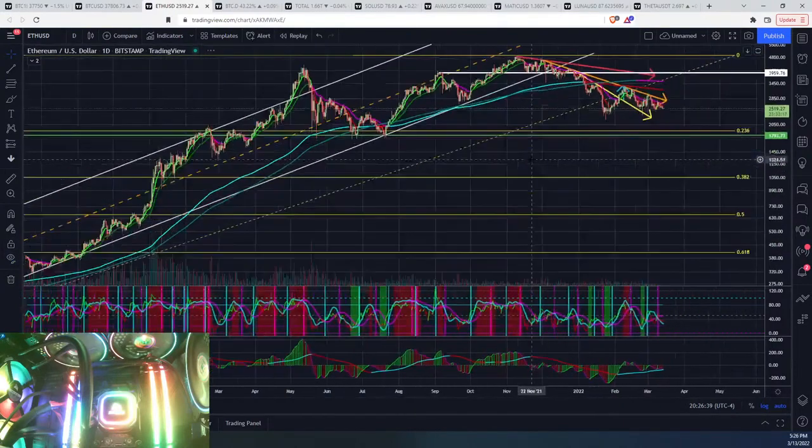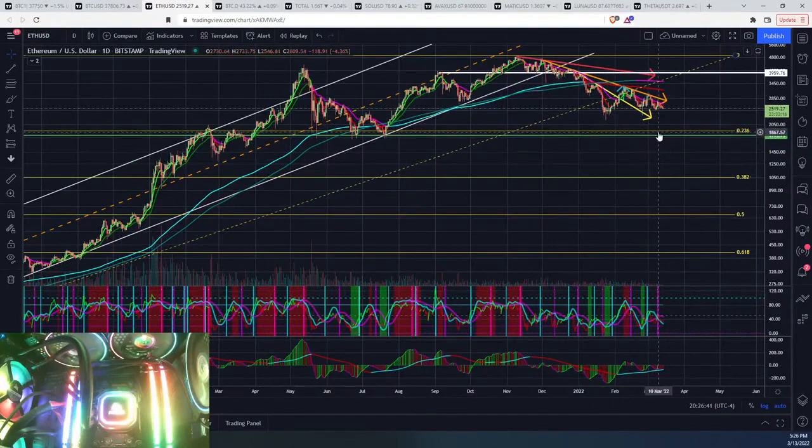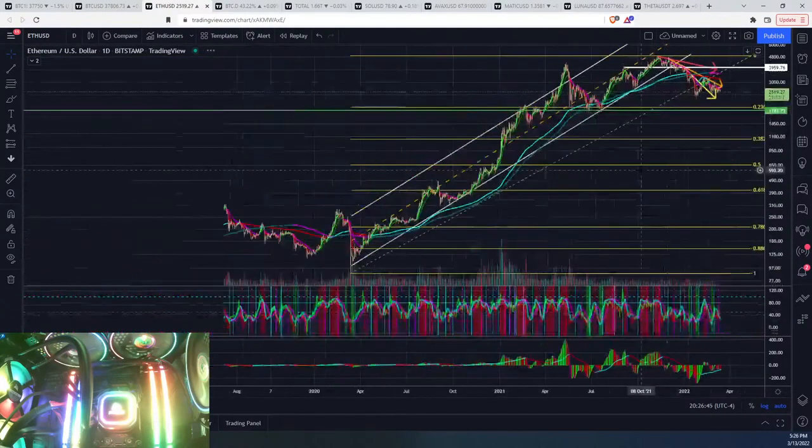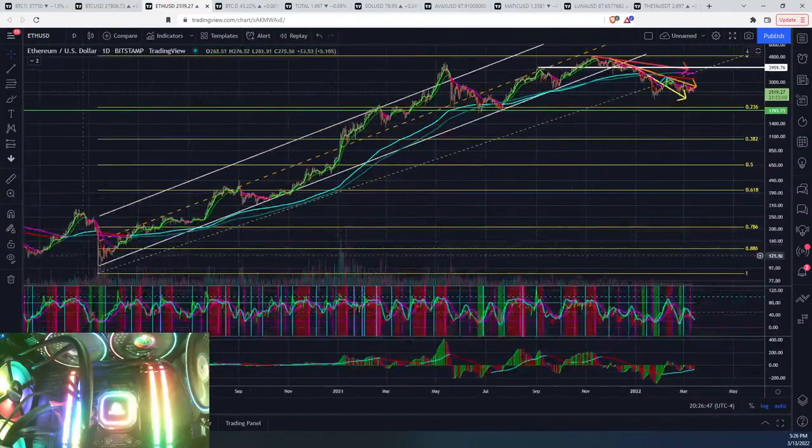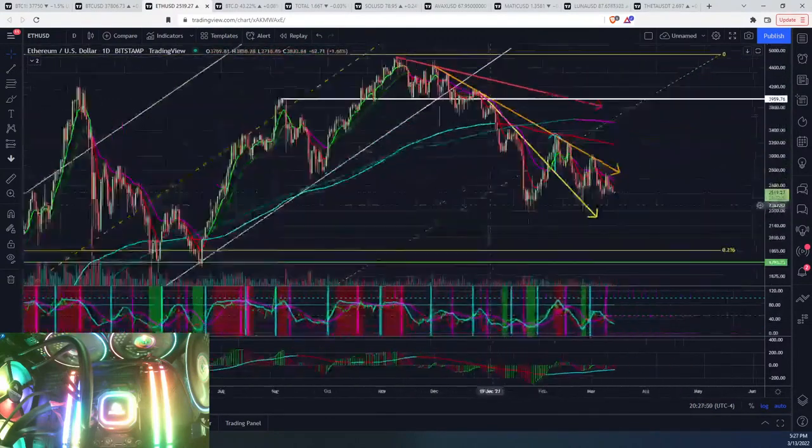So if we zoom out here and we look at our basic Fibonaccis, we know the 236 is at like $1,900. So that's what I expect. And we know that this is trading very technically. We know we broke down from a giant ascending channel that we've been inside of since March of 2020. So we were in this channel forever, above the 200 exponential and simple in a clear bull market. And then we broke down from that channel.